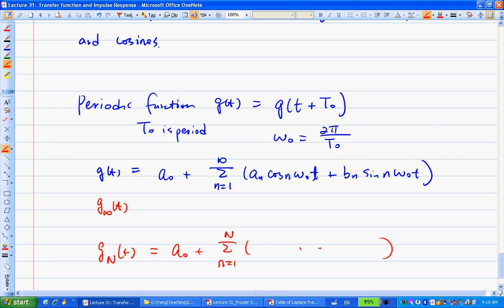The next question is, what is a naught? What is a n? What is b n? If you look at this expression, what do we know? We know omega naught, because it comes from the period of this periodic function. So all we don't know is a naught, a n, and b n. Once we figure this out, that's it. I'll show you next lecture.